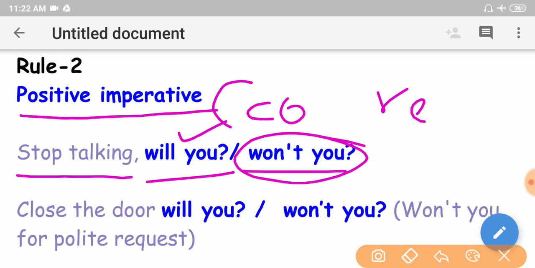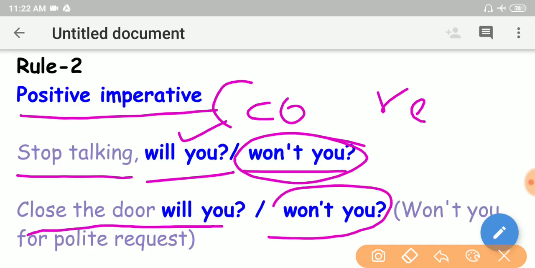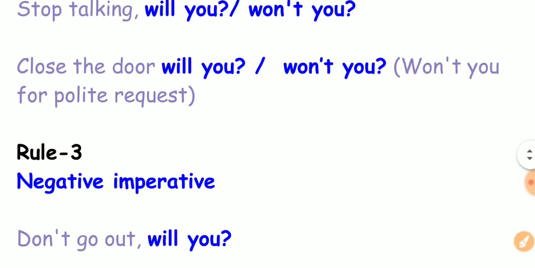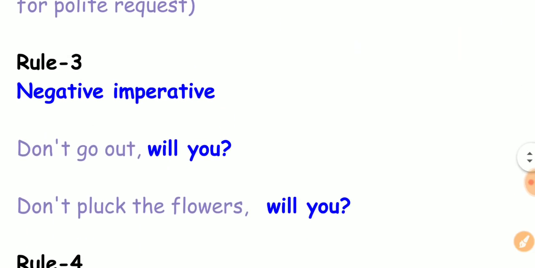At the same time, close the door, won't you is the correct one. Will you is also possible, but here with close the door, again we cannot understand whether it is a request or command. In such cases we can use will you also. If you want to use a polite request, at that time won't you is used for polite request, my dear friends.